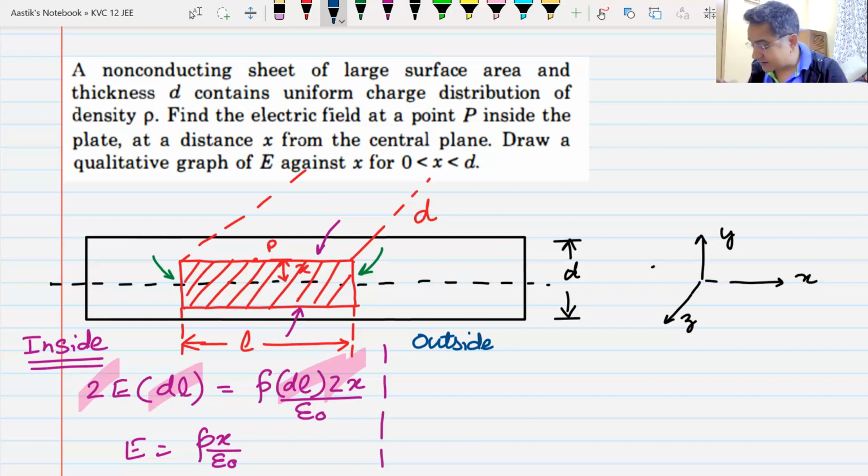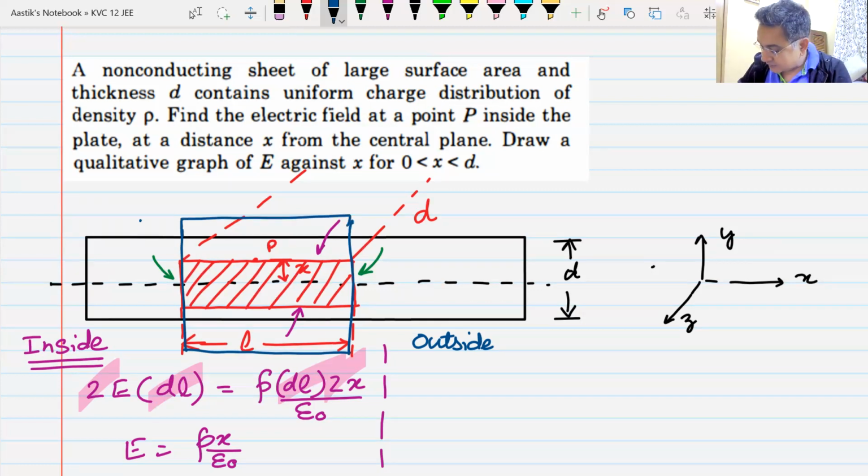Otherwise, I'll have to draw the entire diagram again. So this blue thing now will look like this. I hope you understand this blue thing is my new Gaussian surface, and the distance of this from the central plane is x. Again, I create that same Gaussian surface. Now remember, I'm talking about a point outside.